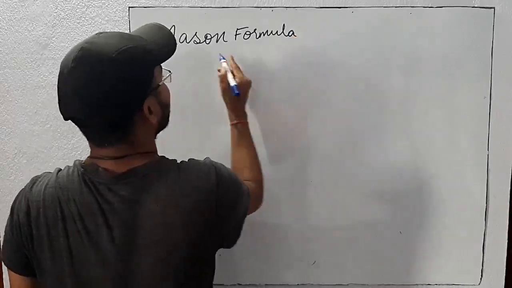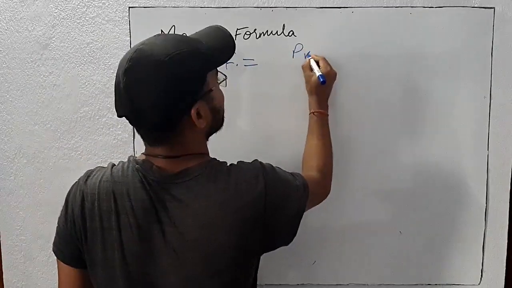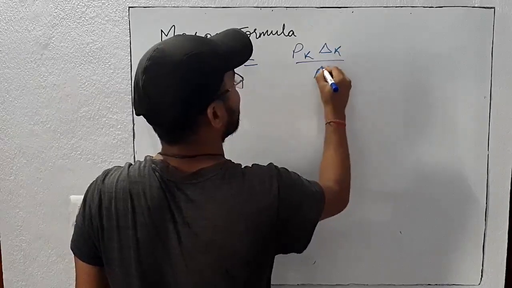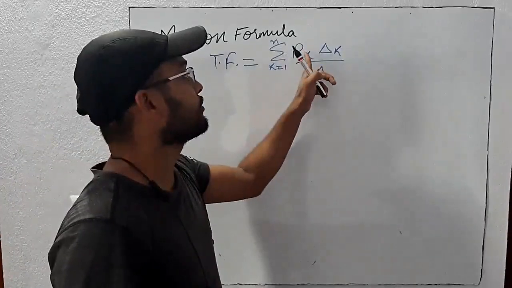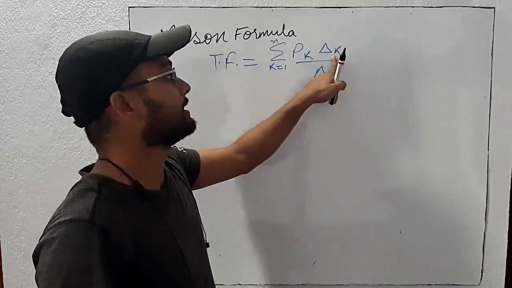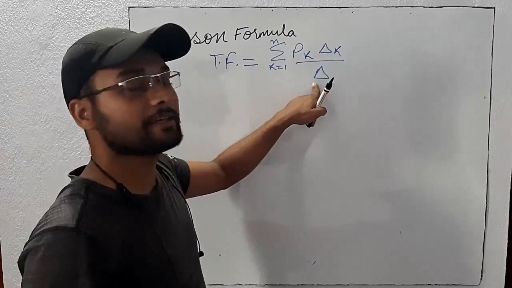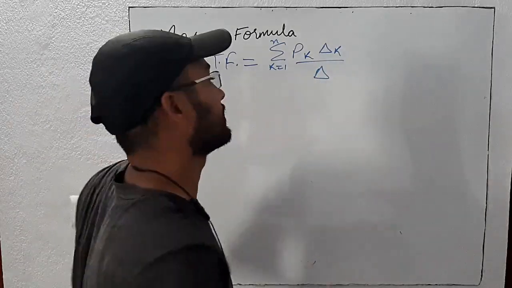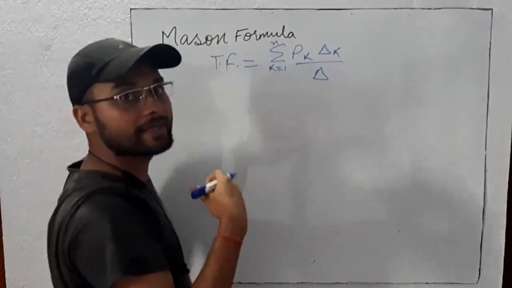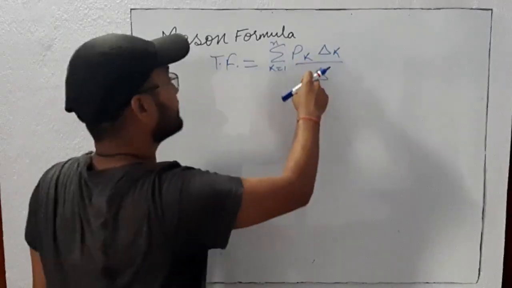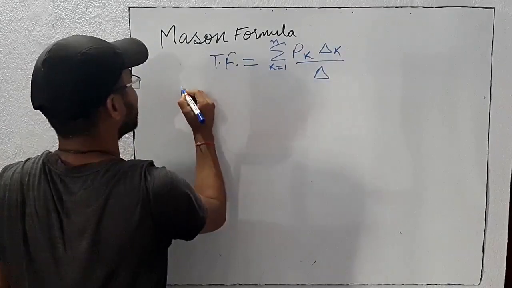So in the Mason formula, the transfer function is equal to the sum of Pk delta k by delta, k is equal to 1 to n. Here Pk is the gain of the kth forward path. Delta k is the determinant of the kth forward path, and delta is the determinant of the signal flow graph. So we will see how to find delta, delta k and Pk. We will take an example also to find the transfer function. We will understand very nicely when we take an example. So for now you just note it down.